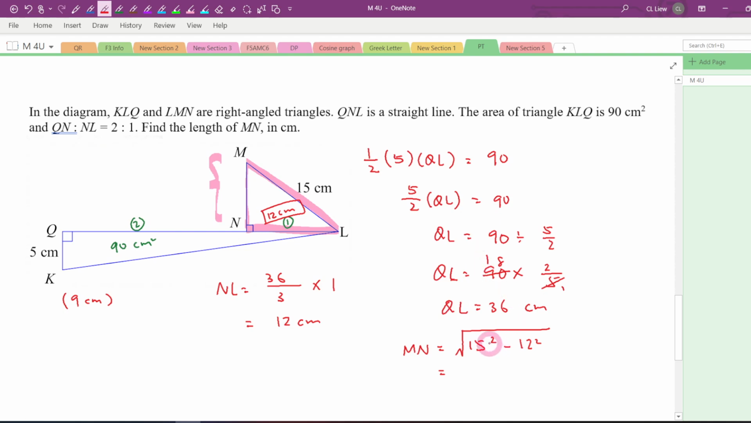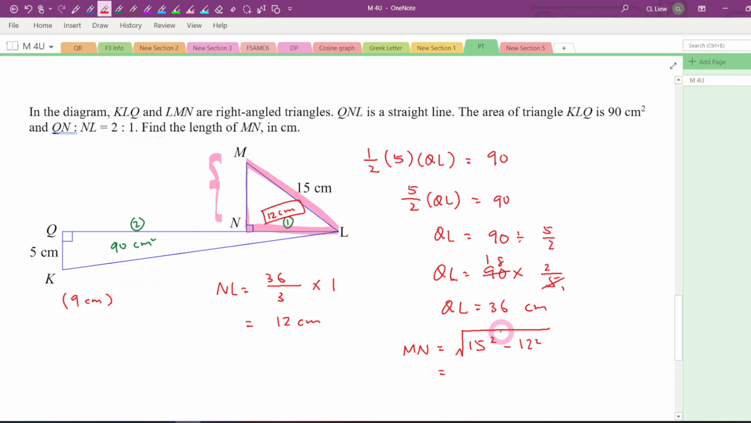Okay, some students might be thinking, how do I know whether to do this square minus this square, or this square minus this square? Definitely you need to take the bigger number minus the smaller number, right? Why? Because we are talking about length, so the length always needs to be positive, it cannot be negative. If you do it the other way round, you will get a negative answer. Then the square root of a negative answer will give you a problem.